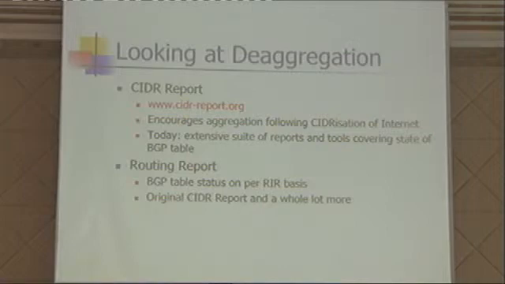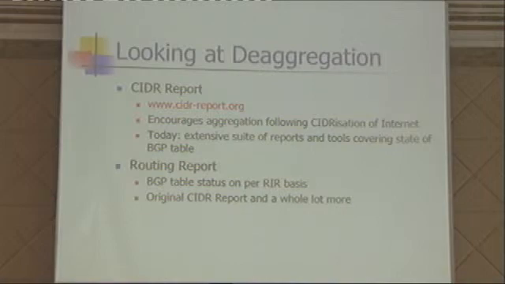Now, just looking at deaggregation a little bit more, the CIDR report was really looking at how many ISPs were still making classful announcements following the deployment of classless routing. So that's what it was started for. Tony Bates ran that at the end of his tenure at the RIPE NCC before moving on to Internet MCI, and he ran that report all the time through his Cisco days and so forth.